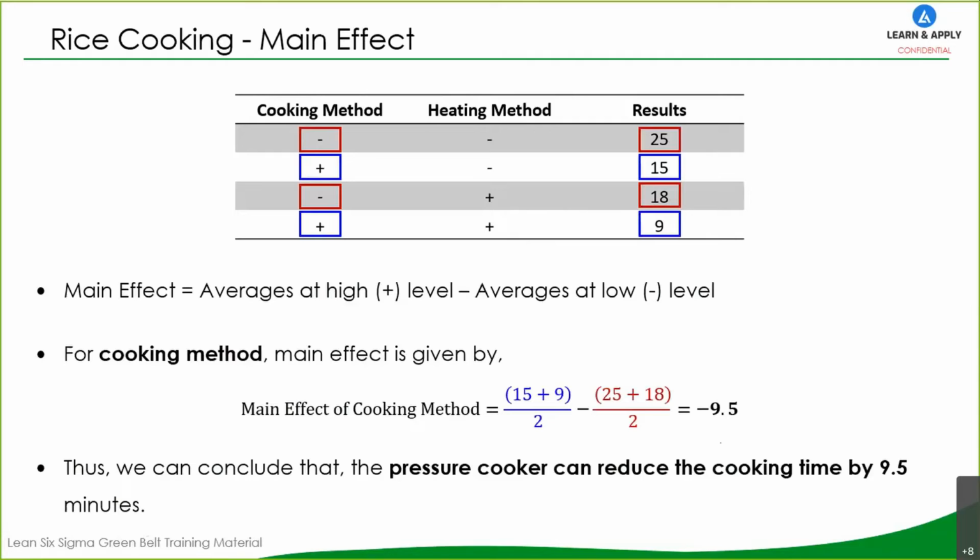So the pressure cooker and the LPG... Only the method. No, we are just talking about main effect, right? Main effect is only for the factor. So what is the factor we are looking for? Only cooking method. Don't take into account other things like heating method. Cooking method: average at high level minus average at low level. If you calculate the result for cooking at high level minus cooking at low level, we will get the main effect of cooking method.